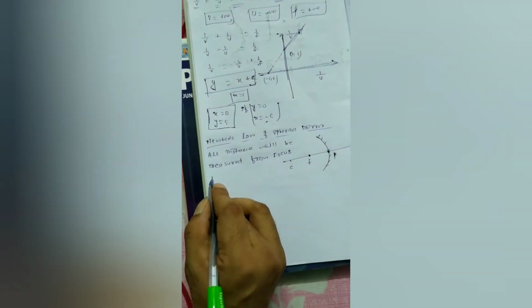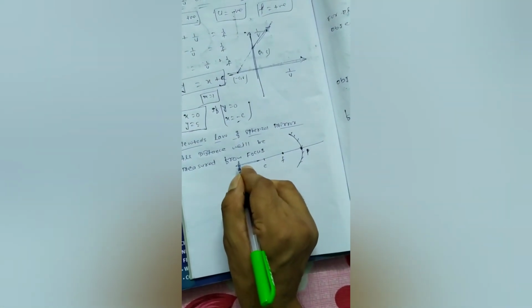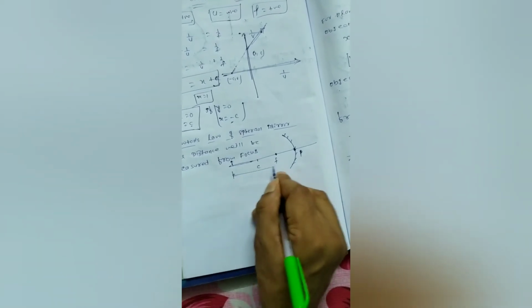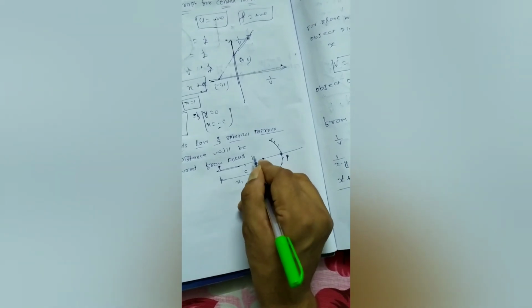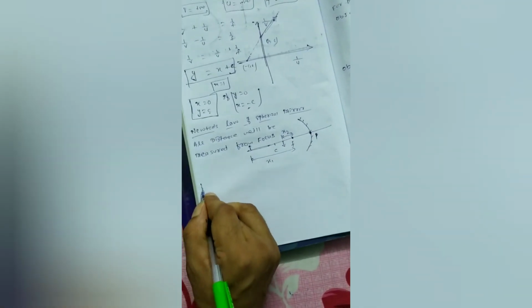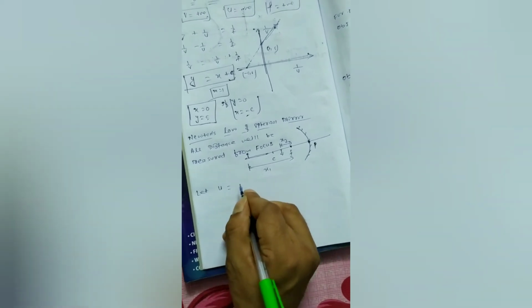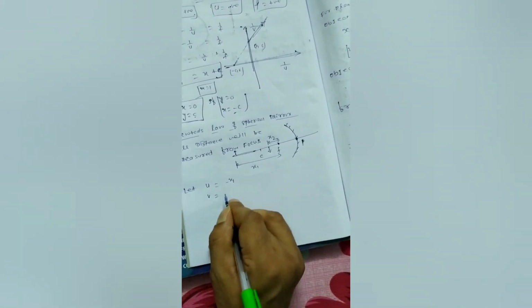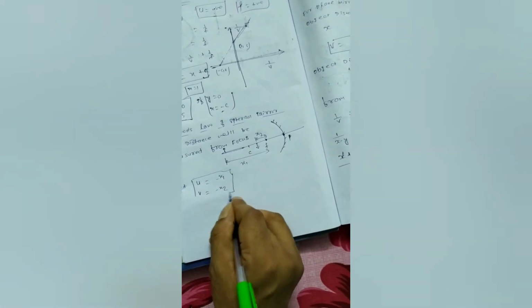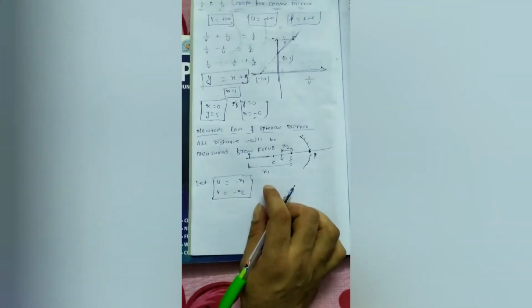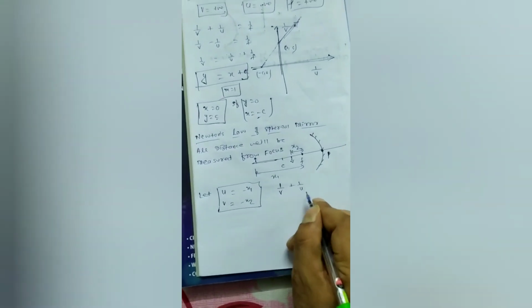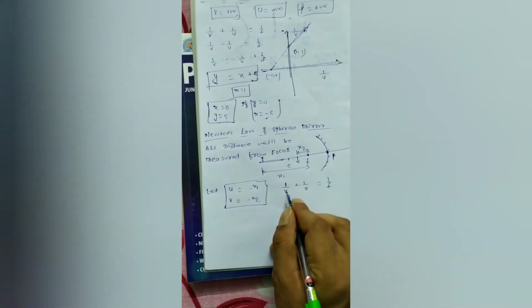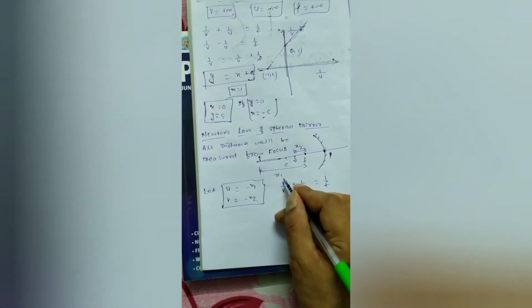Let's suppose that the object is here. Assume this distance is x1, and suppose the image is somewhere here, and this distance is x2. So let u be equal to minus x1 and v be equal to minus x2. So how can we calculate the focal length of the mirror? Apply 1 by v plus 1 by u is equal to 1 by f.